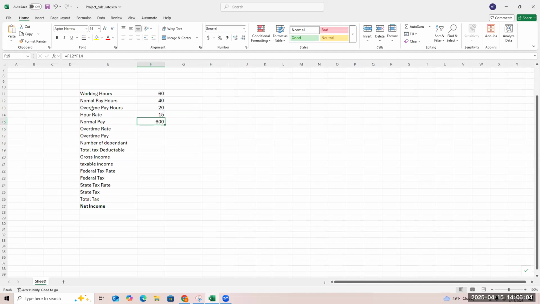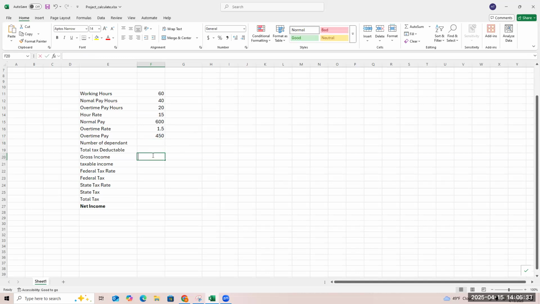And for overtime pay here, think about we have 1.5 for this one. So for the overtime rate here, you have 1.5. So overtime pay, you have it from the 20 hours working overtime, times the hourly rate, and times the overtime rate here. So you have 450 for the overtime pay.